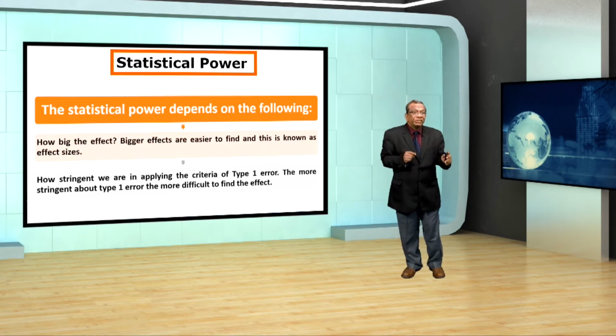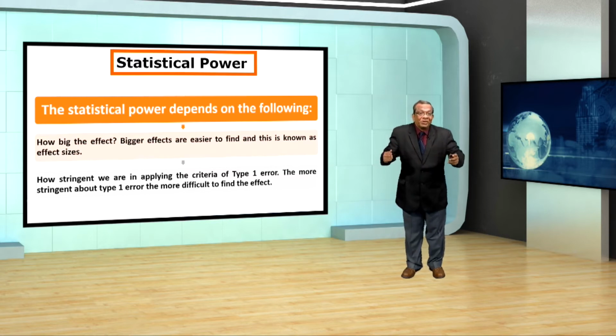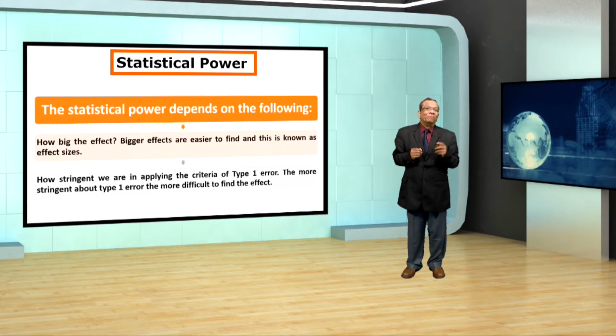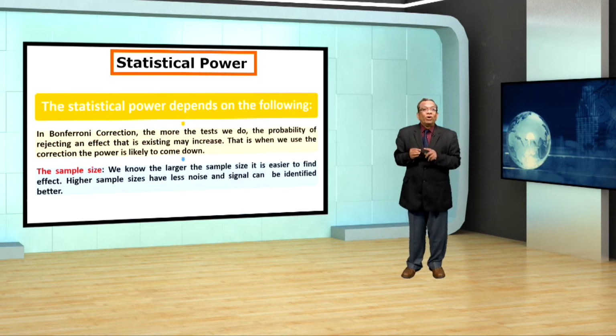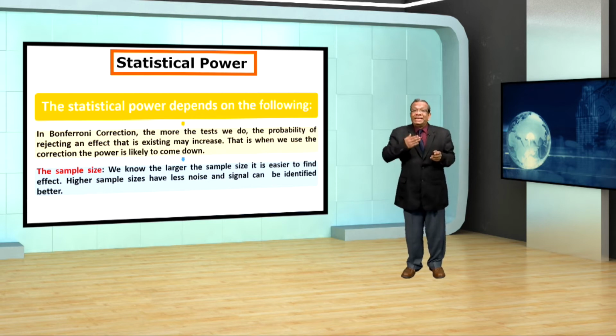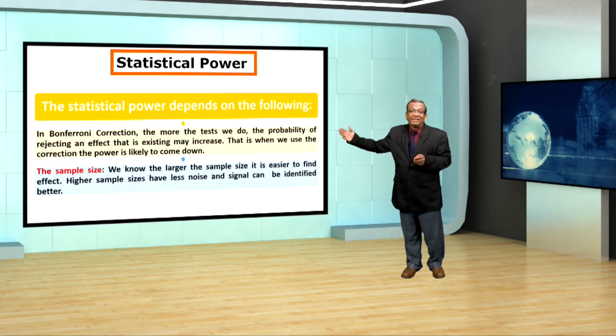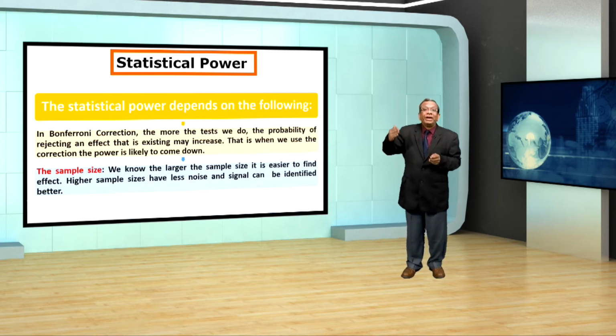Number 2 is how stringent we are in applying the criteria of type 1 error. The more stringent we are about type 1 error, the more difficult it is to find the effect. For example, in Bonferroni correction, if we do more tests, the probability of rejecting an effect that exists may also increase. As you can see, it gets multiplied across the tests. If there are 2 tests, 0.95 multiplied by 0.95 will give you 0.90. That is, when we use the correction, the power is likely to come down.